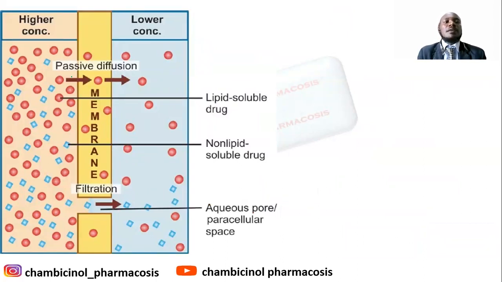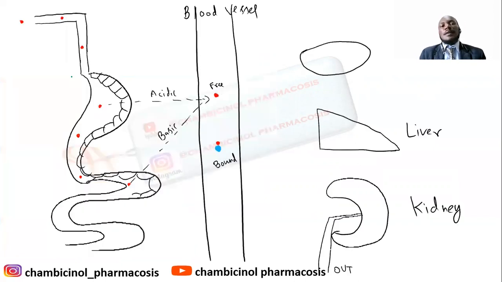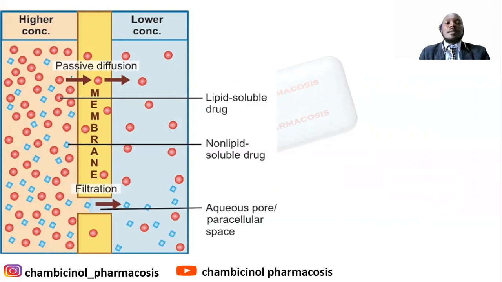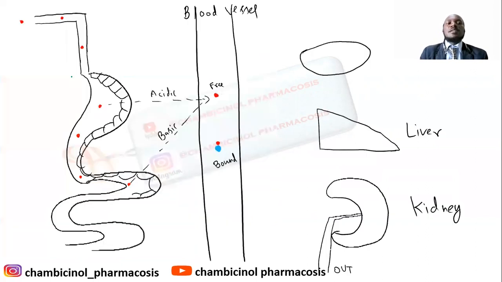limiting factor is the lipid solubility. So in this case, it is the lipid-soluble drug that is able to undergo the passive diffusion, transportation from the high concentration to the low concentration across the biological membrane. As you can see here, apart from the lipid solubility as the limiting factor in the case of passive diffusion, also the ionization of the drug.